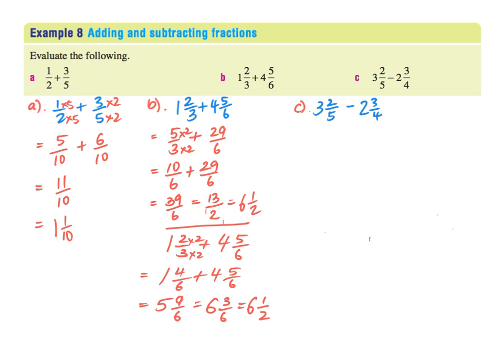All right, part C. Shall we attempt this both ways as well? Let's try it by converting to improper fractions, and then let's try it by using the other method that we did before. Okay, very quickly, 3 times 5 is 15 plus 2 is 17. 17 over 5 minus 2 times 4 is 8. 8 plus 3 is 11. 11 over 4. Okay, 5 and 4. Lowest common denominator is 20. So times by 4, times by 4, times by 5, times by 5.